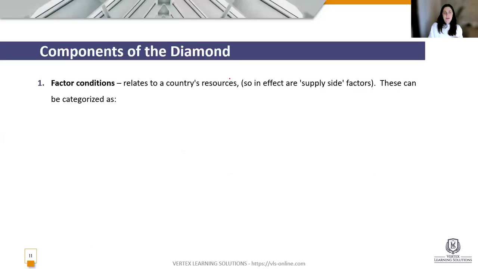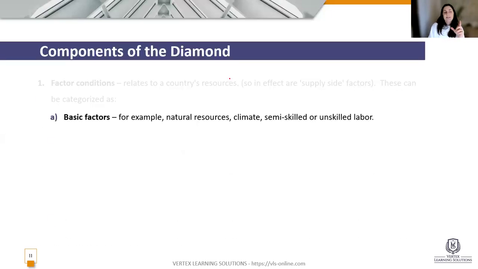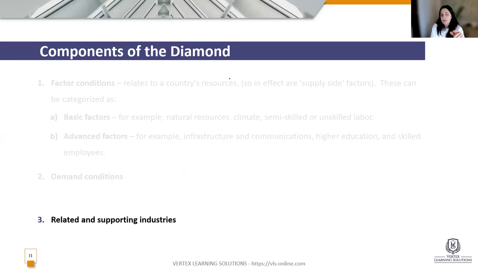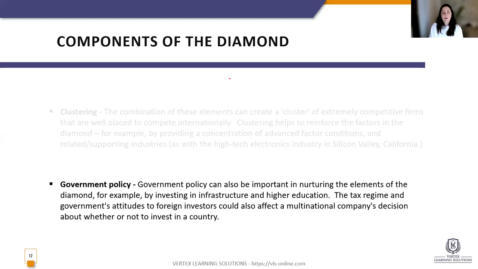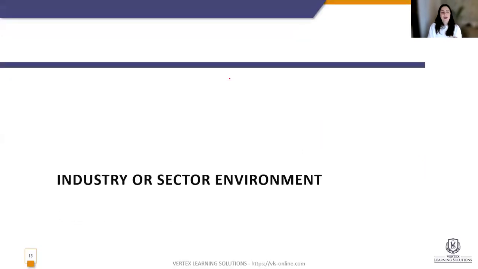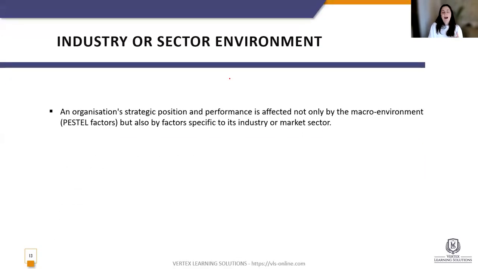And that is Porter's diamond. So you will need to understand the components of the diamond, and they are listed here for you to read. So yes, take your time. And you will need to talk about how this model is important. Yay! And in the next video, we are going to talk about industry and sector environment. And I will see you next.